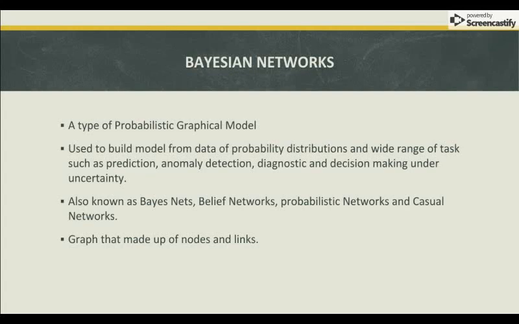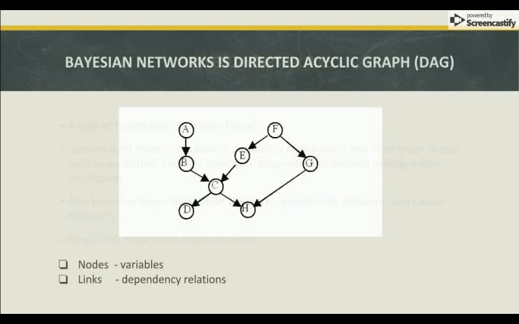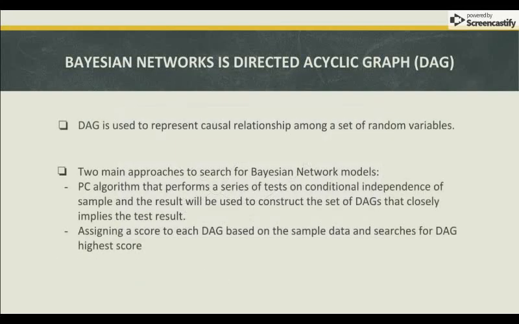It is a graph that is made up of nodes and links. A Bayesian network is a directed acyclic graph, which consists of nodes that represent variables and links that represent dependency relations. A DAG is used to represent causal relationships among a set of random variables.